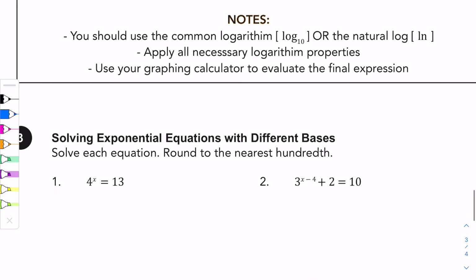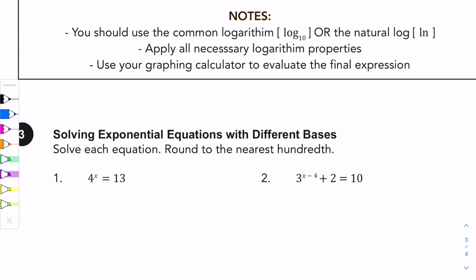If we look at an example, we have 4 to the power of x is equal to 13. We can't do anything with that, with what we know up to this point. So you're going to use log base 10, which is the common log. What I'm going to do is I'm going to write that in front. I'm going to write log of 4 to the power of x is equal to log of 13.